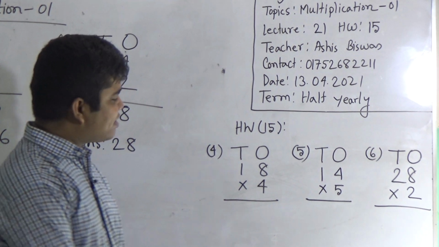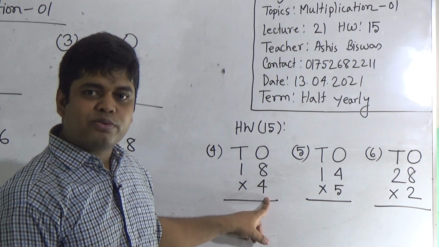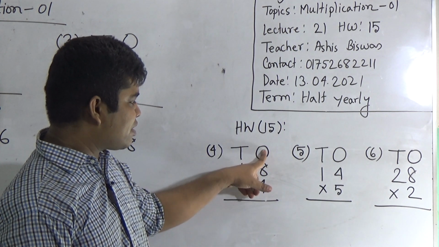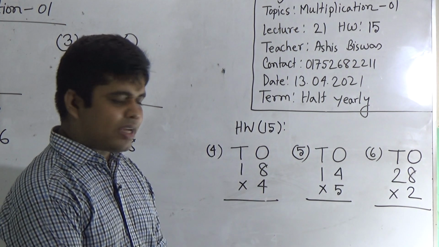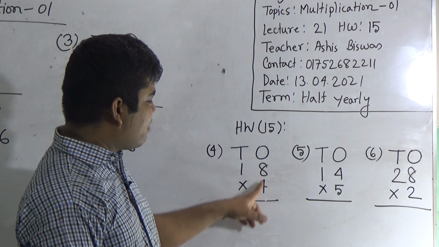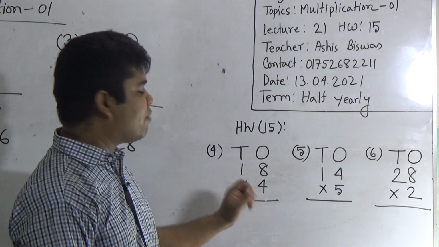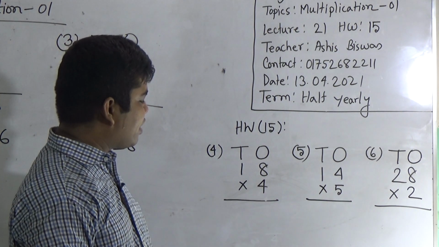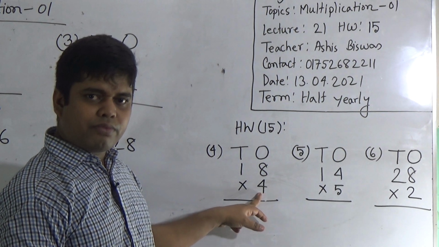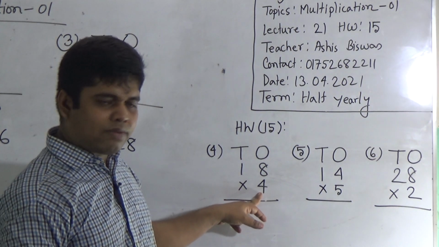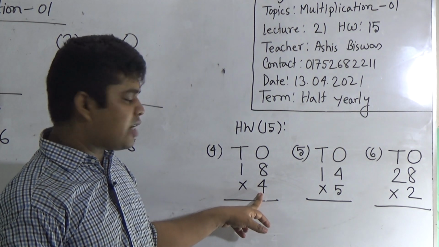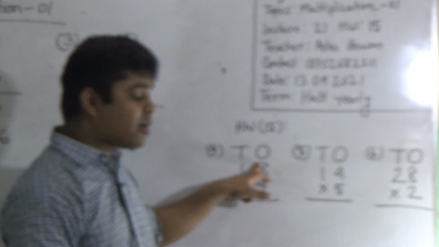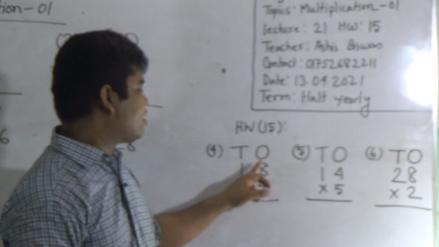Here notice 18 multiplied by 4. I repeat, 18 multiplied by 4. Here 8 is in ones place and 1 is in tens place. So we multiply 8 by 4 first, then we multiply 1 by 4. Notice we count times table 4. 4 1s are 4, 4 2s are 8, 4 3s are 12, 4 4s are 16, 4 5s are 20, 4 6s are 24, 4 7s are 28, and 4 8s are 32.